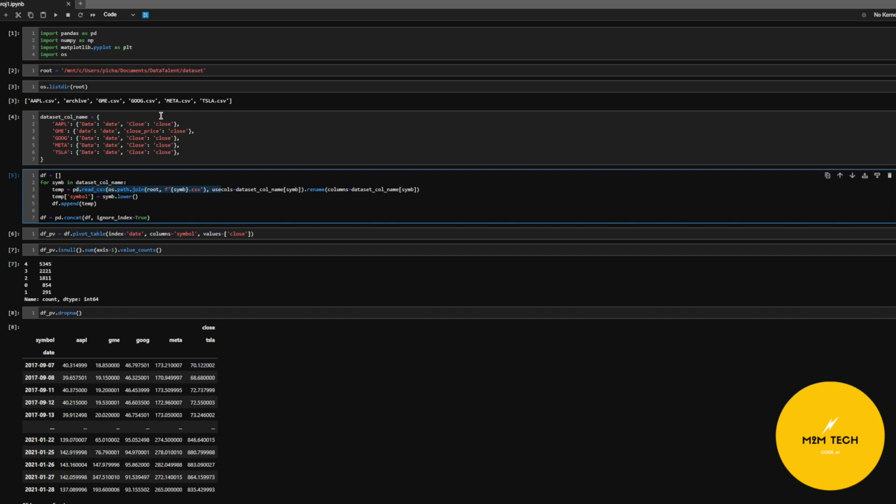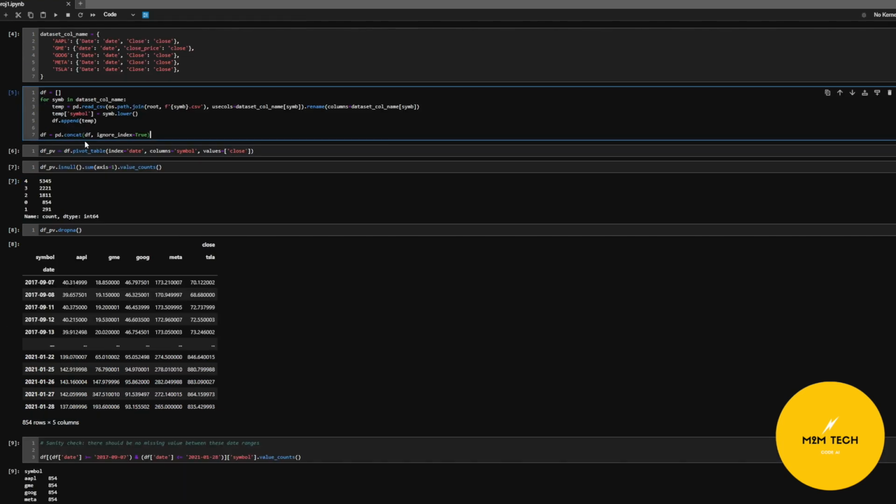Okay, and then I'm going to make the column to be one column for each stock. So I'm going to pivot the table, and it will look like this. Okay, so one column for each stock.